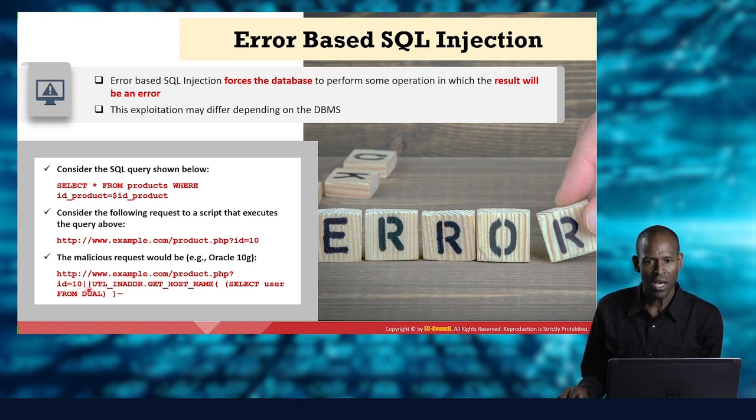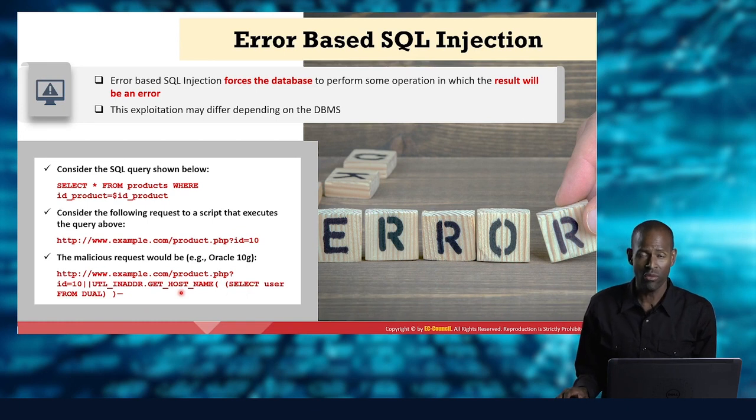See these two symbols here? They're the pipe symbols that we use, two of them. For an Oracle database, what we can do is utl_inaddr.get_host_name, select user from dual, and what this is going to do in an Oracle database is get user information. So I'm adding that into the query, and it'll potentially generate an error, but the error it generates may direct me further and deeper into the hack.